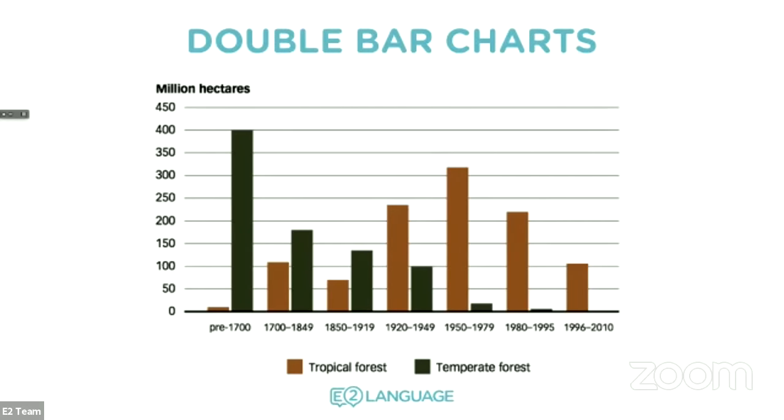In 3, 2, 1. This bar chart represents how much forest has been deforested, including tropical and temperate, from the pre-1700s to 2010. Temperate rainforest has followed a steep decline from the pre-1700s right through to 1979 before it almost entirely vanished in 1995. Tropical rainforest fluctuated throughout the period, with the most amount of deforestation occurring in 1950 at about 300. Overall, we can see that there is far more tropical rainforest than temperate rainforest. I forgot to time myself, by the way. Your turn. 3, 2, 1, start.